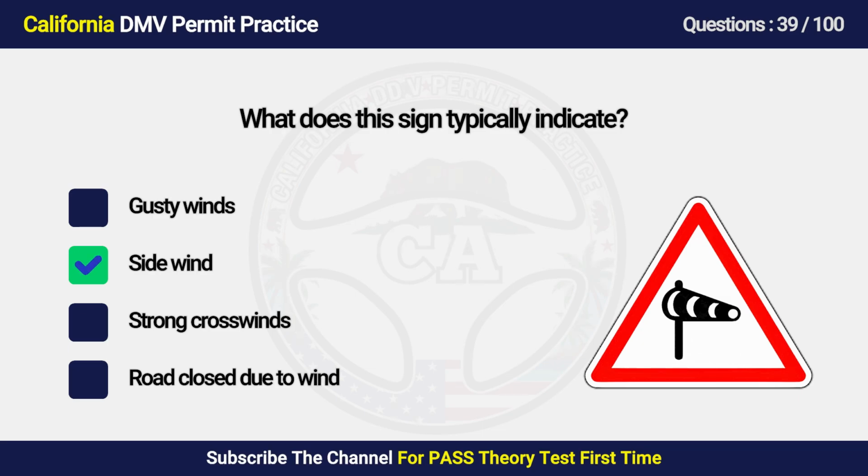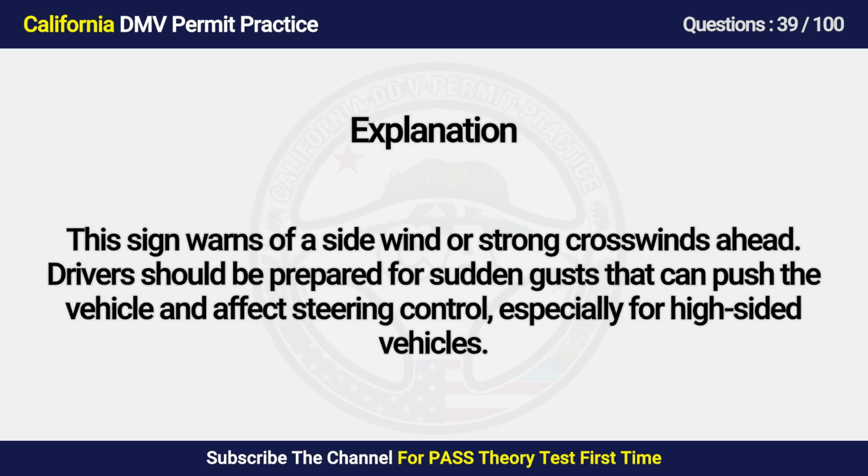Answer is B. Side wind. This sign warns of a side wind or strong crosswinds ahead. Drivers should be prepared for sudden gusts that can push the vehicle and affect steering control, especially for high-profile vehicles.